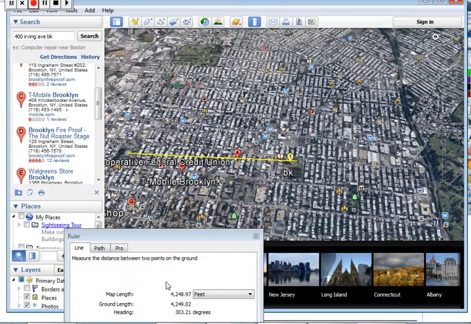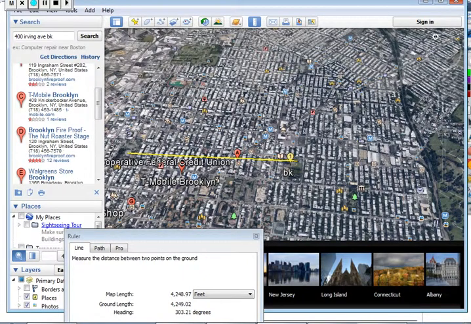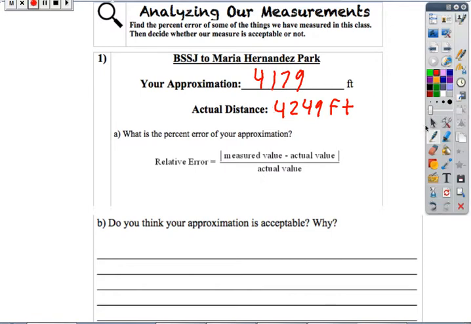So now we know what this actual length is. Going back to our map, we could use the ground length and round it to 4,249 feet. That's what it actually is. So now let's figure out just how accurate we were here. You may have an idea just from looking at it, but let's use the relative error formula to help us talk about it.